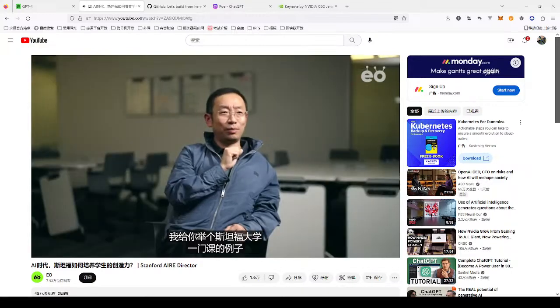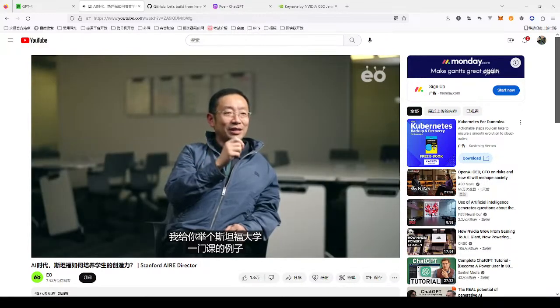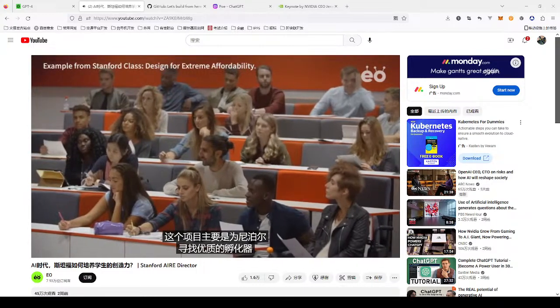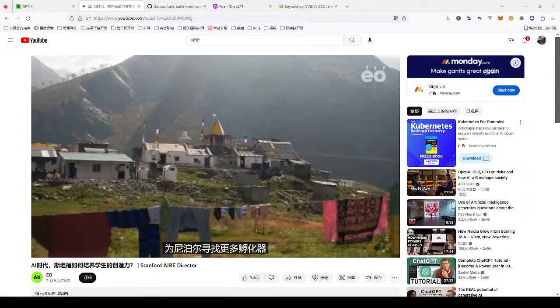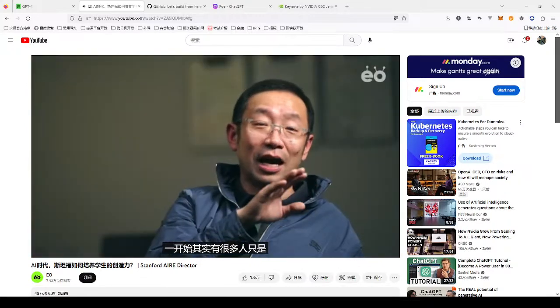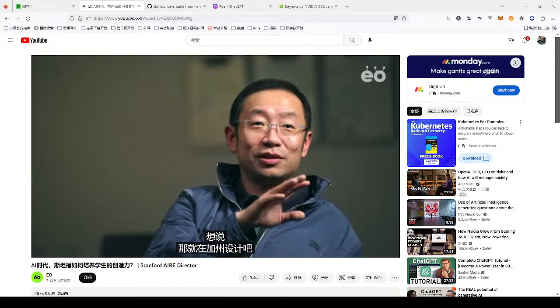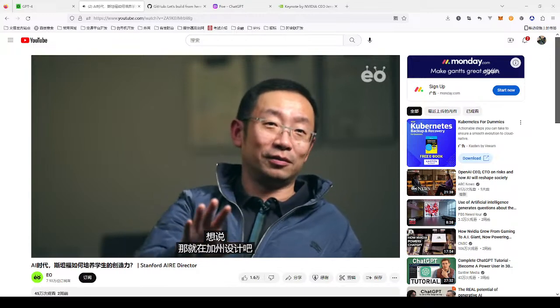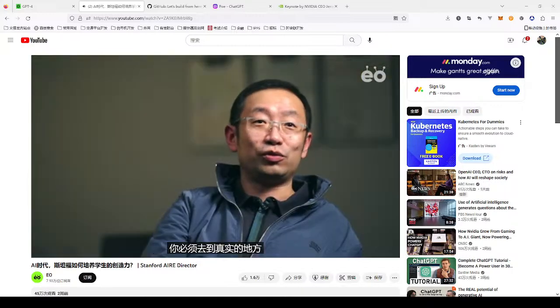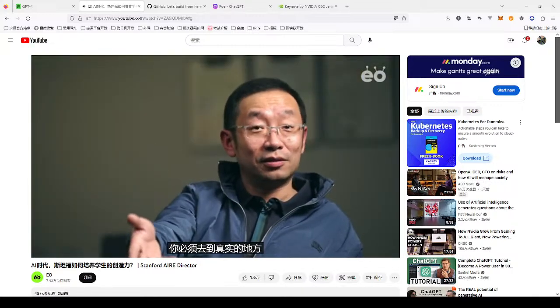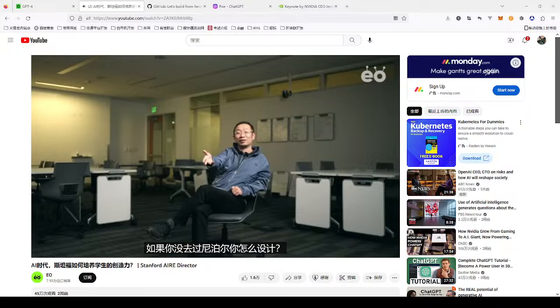Let me give you an example. In one of the classes at Stanford, this project is about how to get more incubators for Nepal. At first, a lot of people were just trying to say, well, just design it in California. But then we said, well, you have to gain empathy. You need to go to the real place. If you have never been to Nepal, how can you design for that?